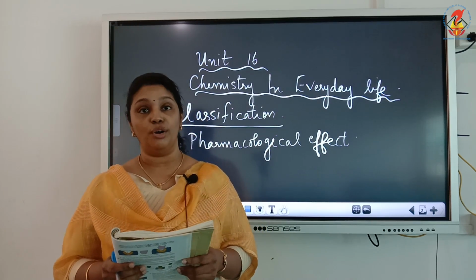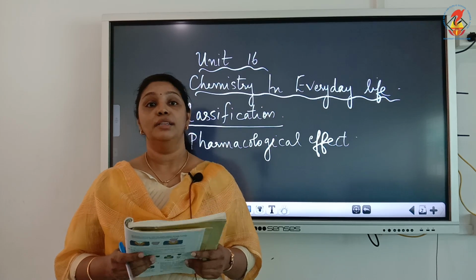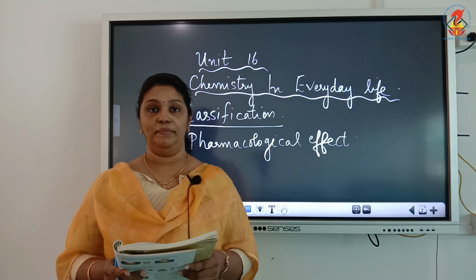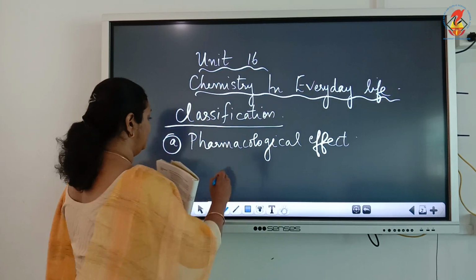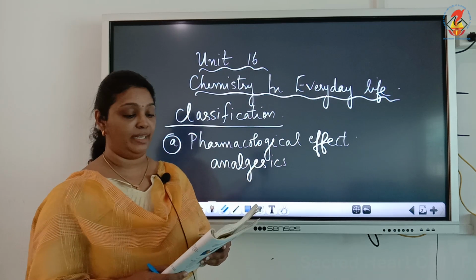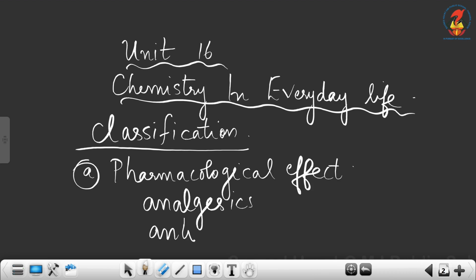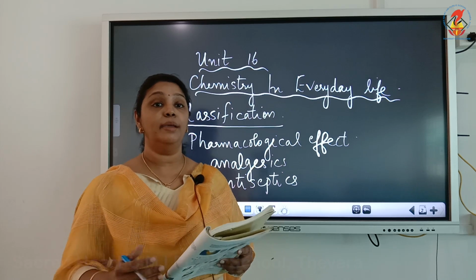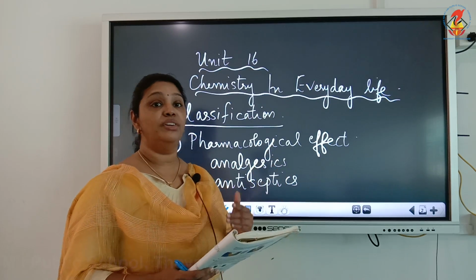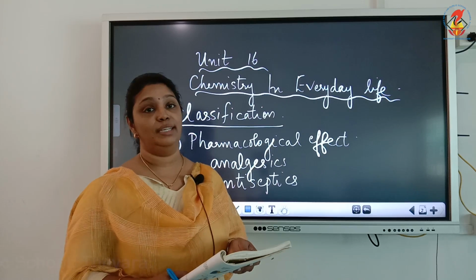It is useful for doctors because it provides them the whole range of drugs available for the treatment of a particular type of problem. For example, analgesics. Analgesics are a class of drug which have pain-killing effect. Now antiseptics. Antiseptics are class of drugs which kill or inhibit the growth of microorganisms. So these are examples for drugs that are classified on pharmacological effects.